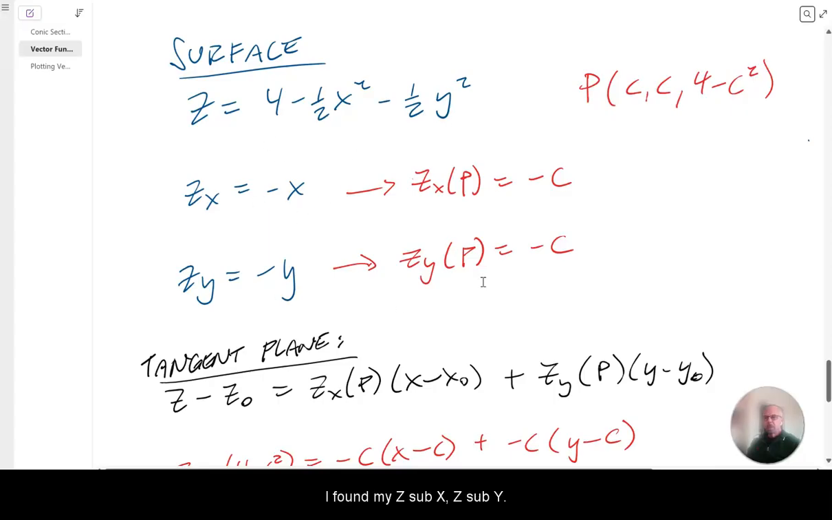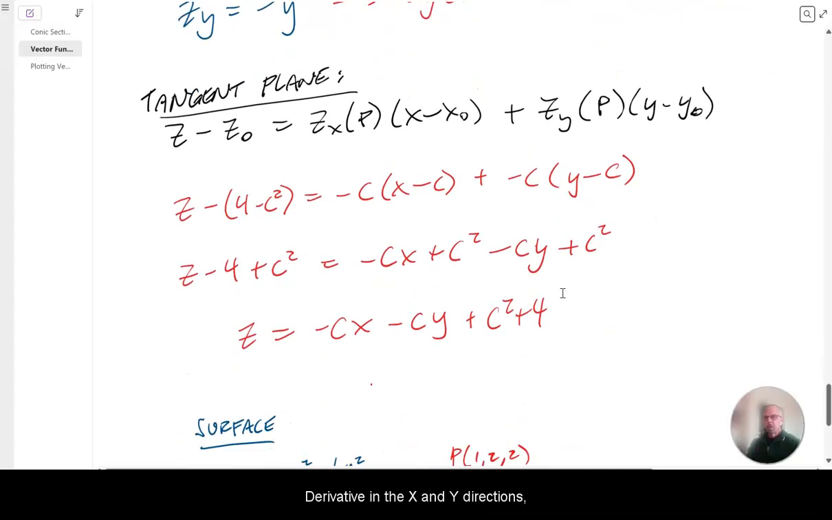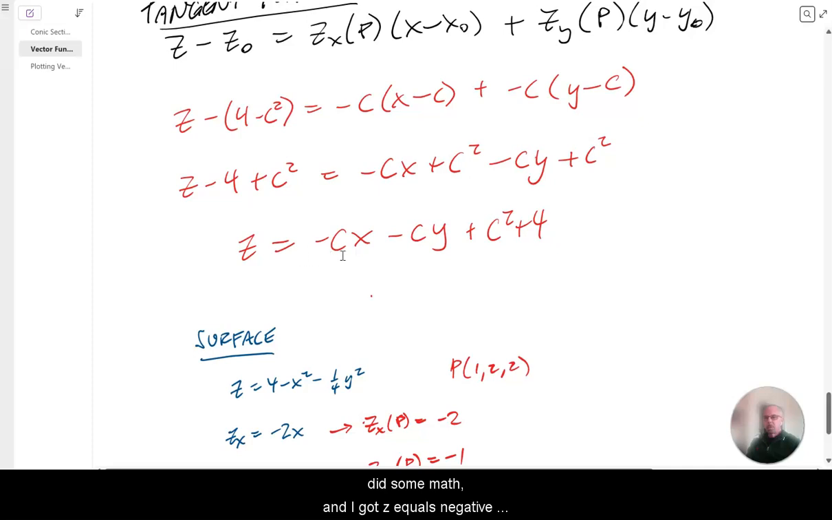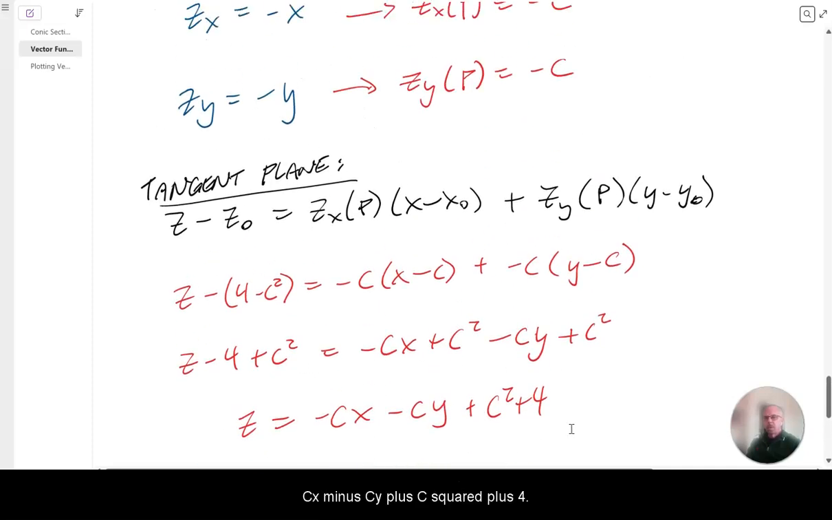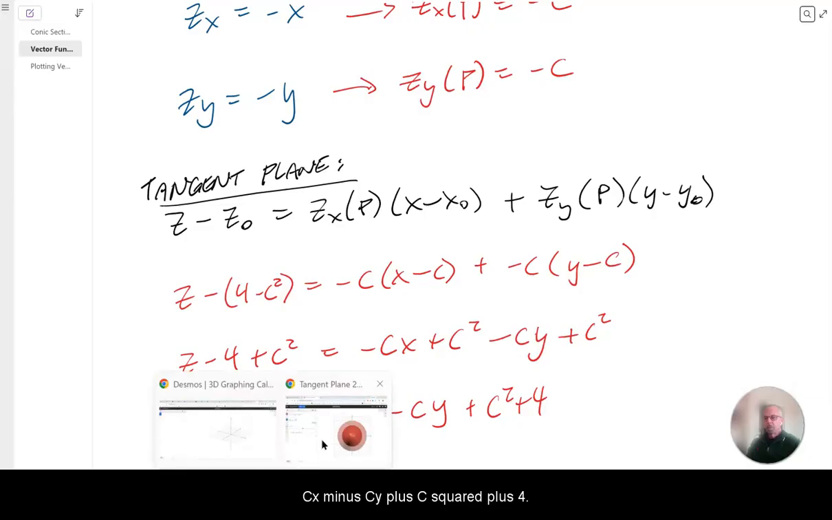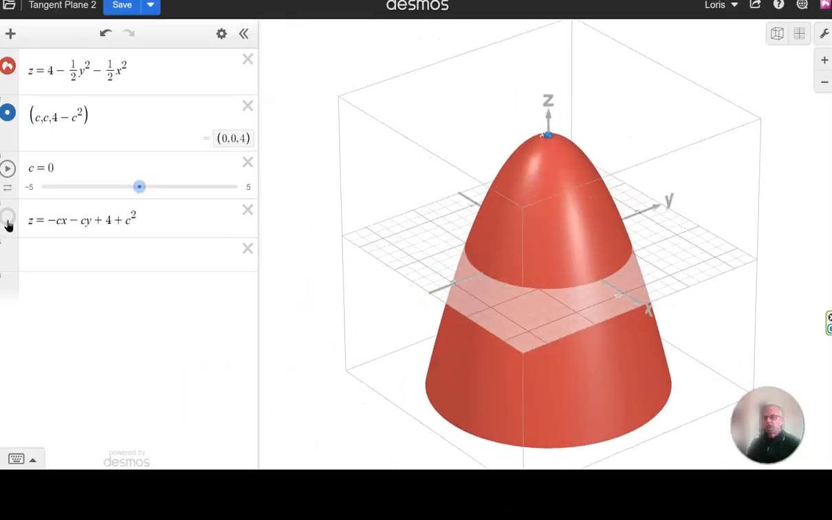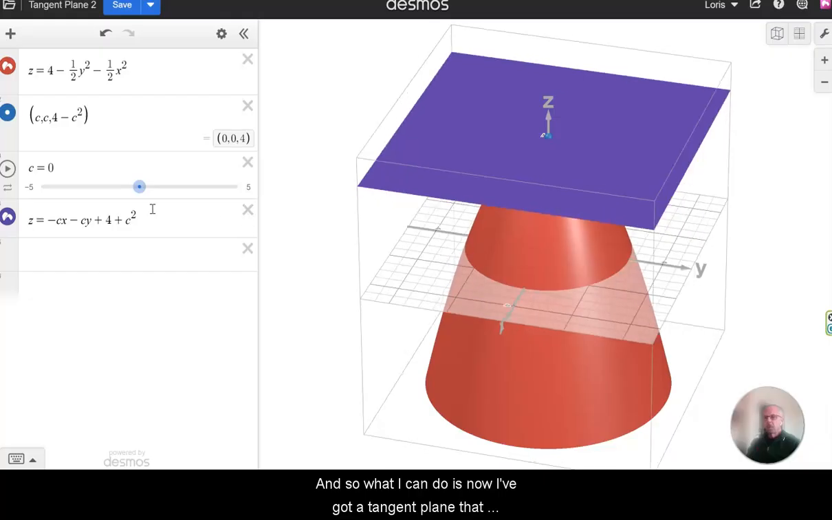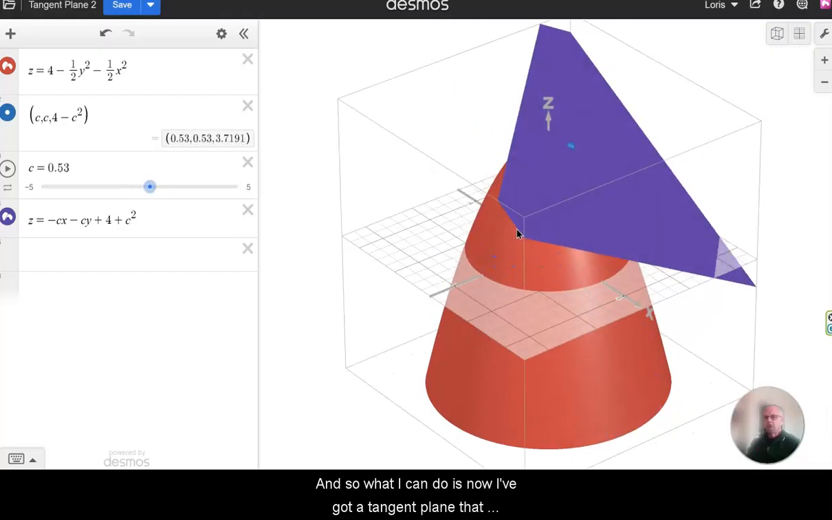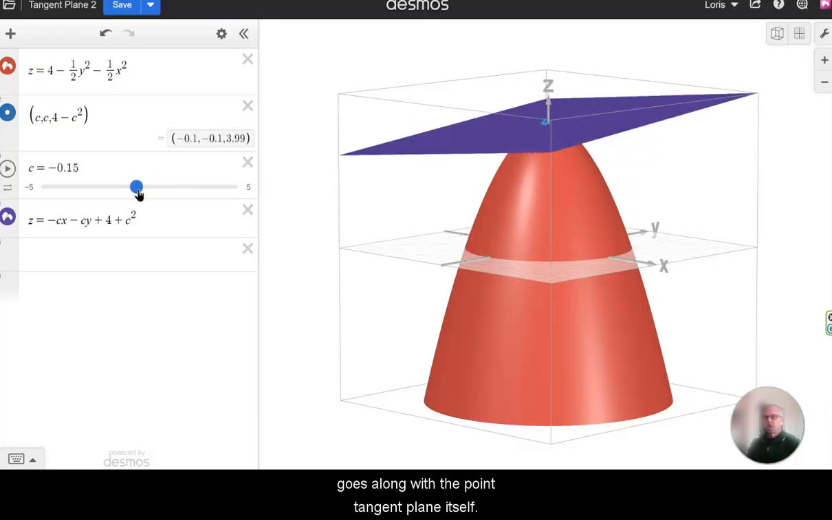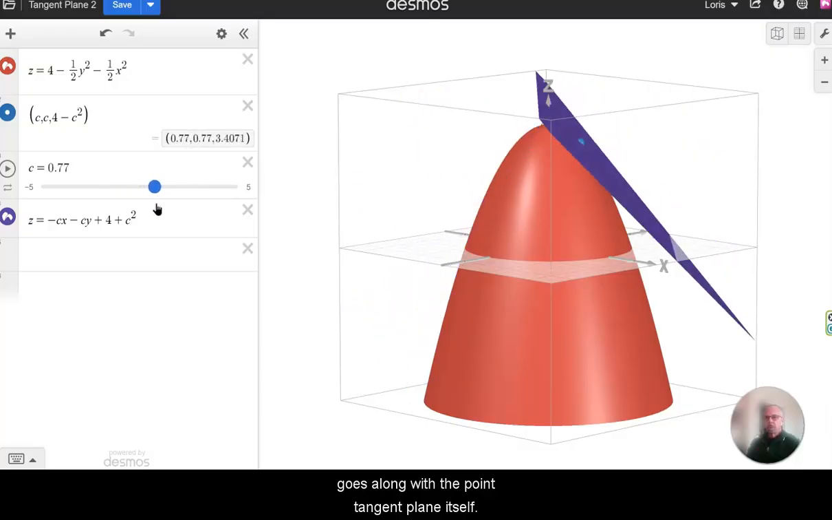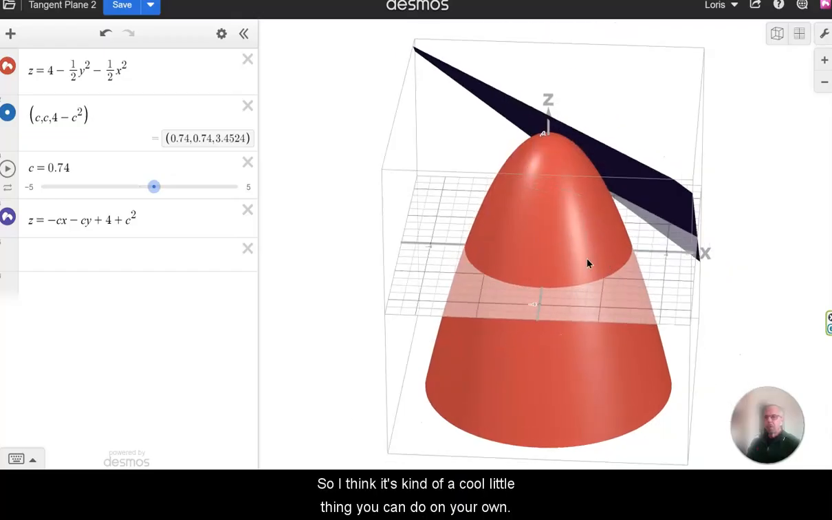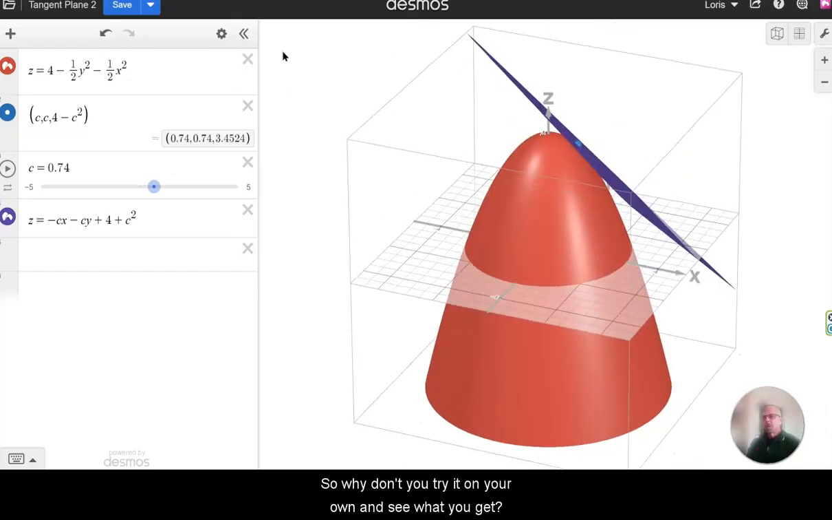And then I plugged in what I needed to. I found my z sub x and z sub y, plugged in c and c, and got those values there, the derivative in the x and y directions. I plugged it into my tangent plane equation, did some math, and I got z equals negative cx minus cy plus c squared plus 4. And that's what's down here. So now I've got a tangent plane that goes along with the point. I think it's kind of a cool little thing you can do on your own. So why don't you try that on your own and see what you get.